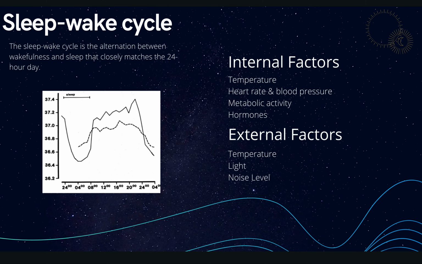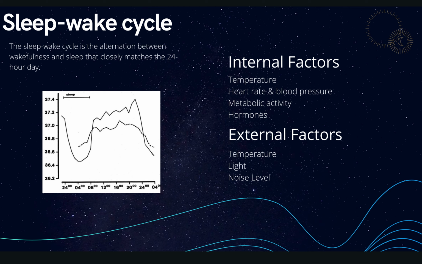So, what is the sleep-wake cycle? The sleep-wake cycle is the alternation between wakefulness and sleep that closely matches the 24-hour day. This is a biological phenomenon that is technically independent of the 24-hour day we have here on Earth. But there are many factors that influence this circadian rhythm or sleep-wake cycle.